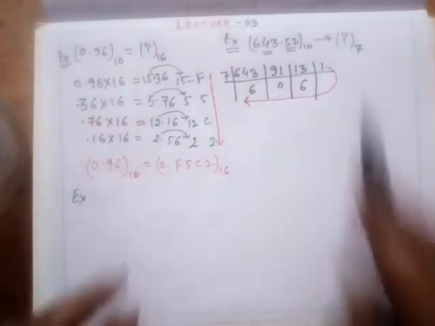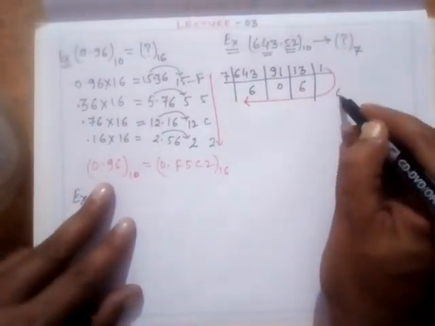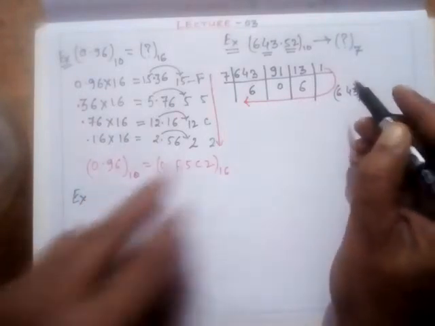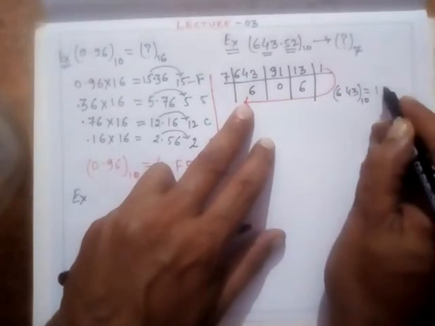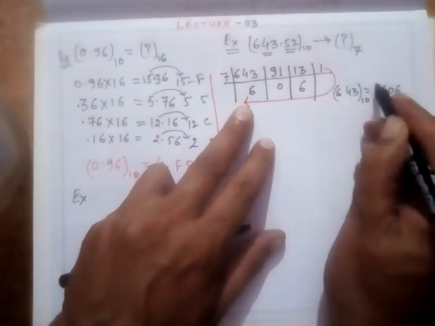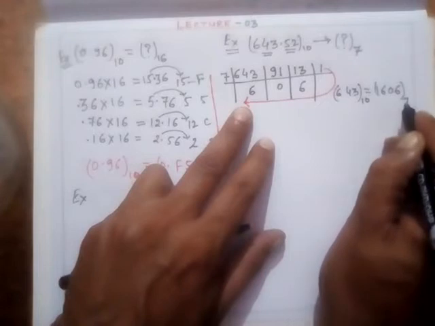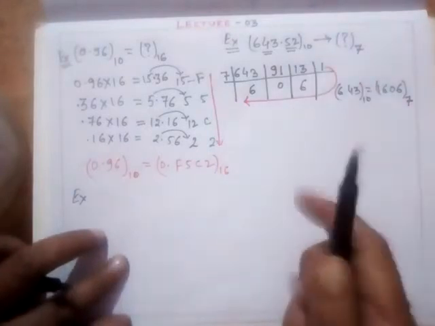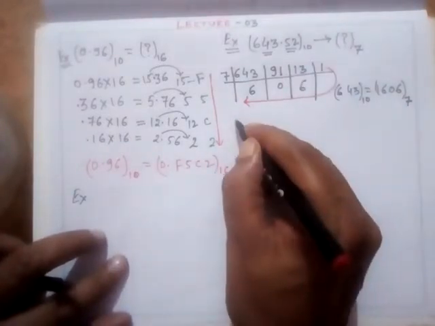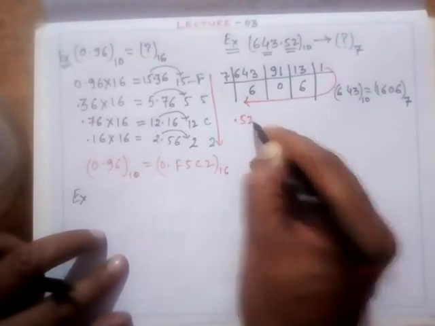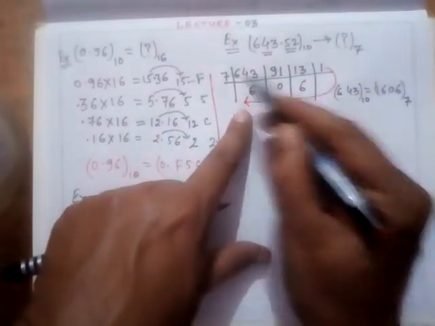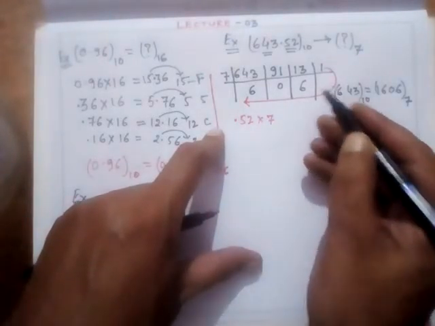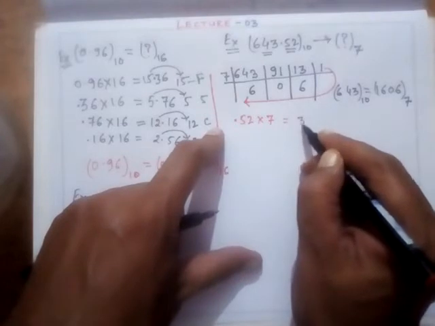So what I have obtained is that 643 in base 10 is equal to 1606 in base 7. I hope this is clear. Now let's come to the fractional part. This fractional part is 0.52. The fractional part has to be multiplied by this base only. So I'll multiply 0.52 by 7. This is 3.64.